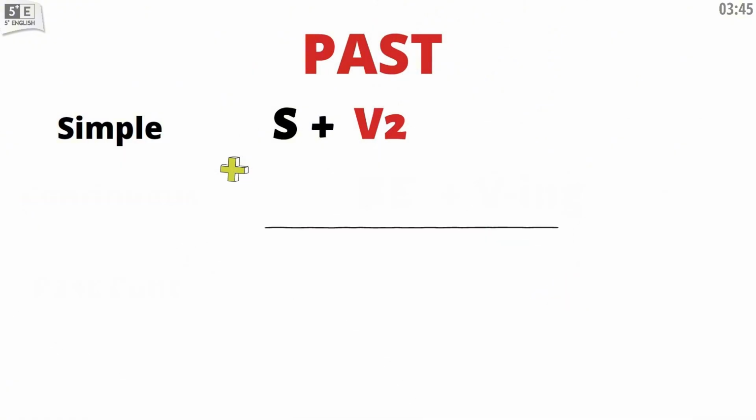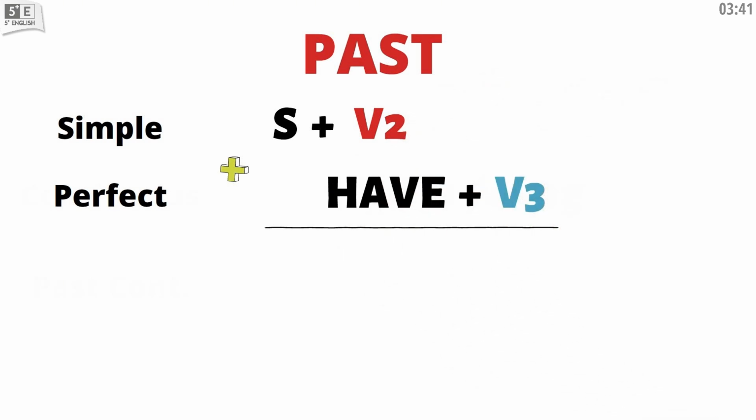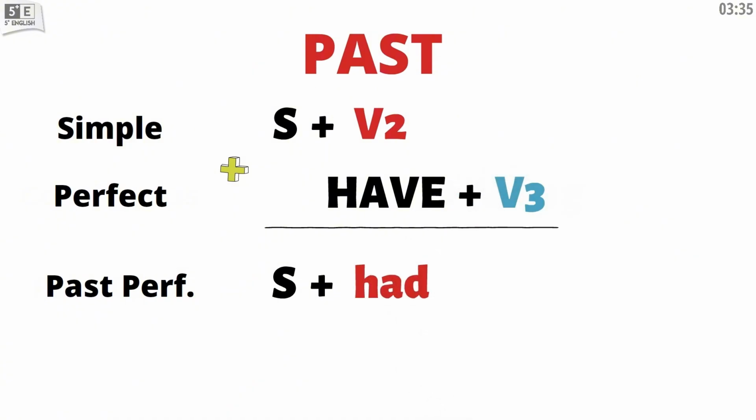Next is the past perfect tense. For perfect tenses, we must have have plus verb 3. Now let's combine these two parts. We bring the subject straight down. Verb 2 of have is had. We don't add anything to verb 3, so we bring it straight down. As a result, the formula for the past perfect tense is subject plus had plus verb 3.